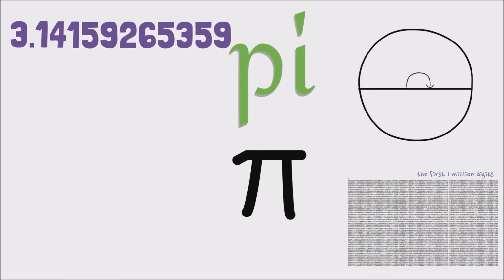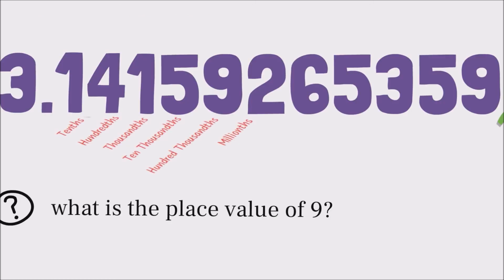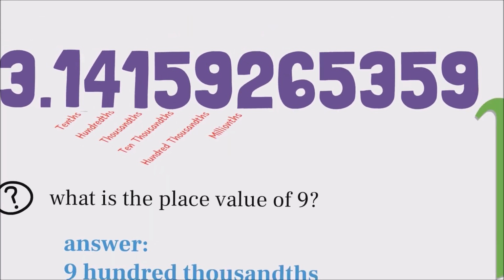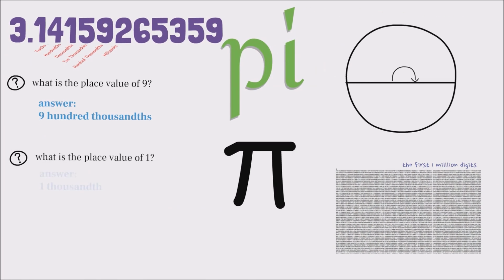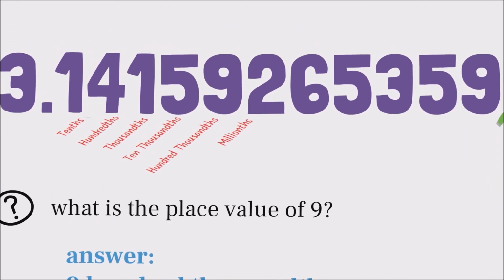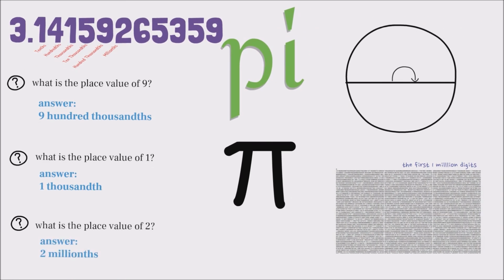Now, what would be the place value of the first 9 in pi? That would be 100 thousandths. How about the place value of this digit? That would be thousands. How about this digit? That would be millions. And that concludes today's video.